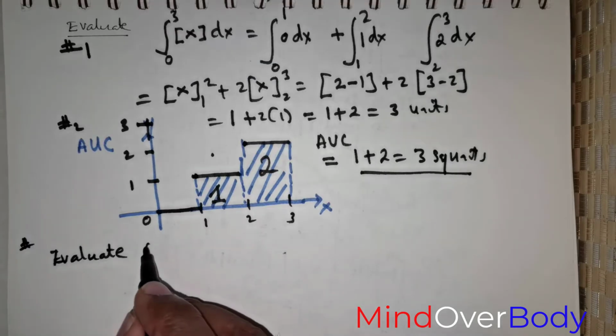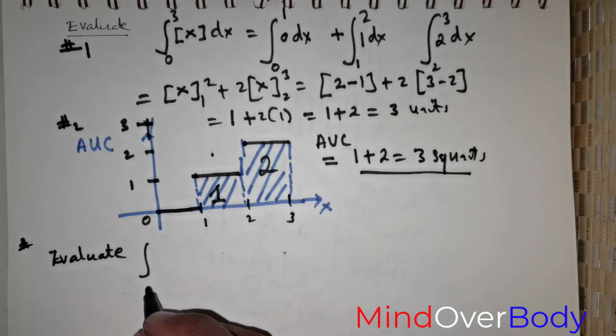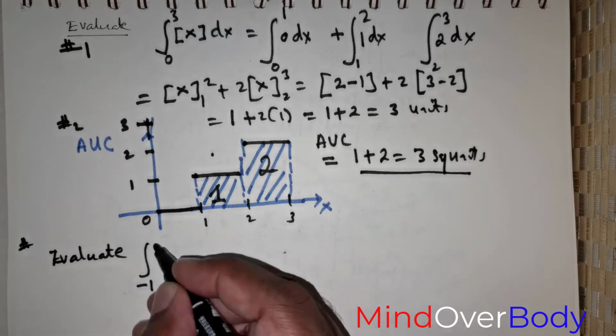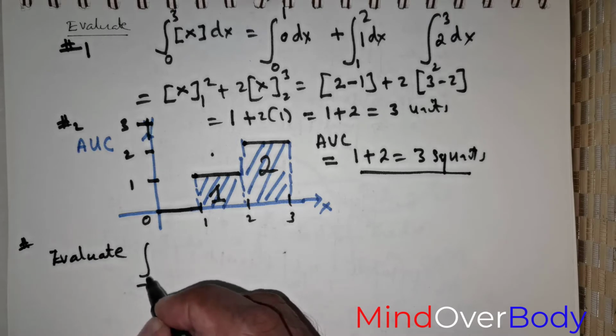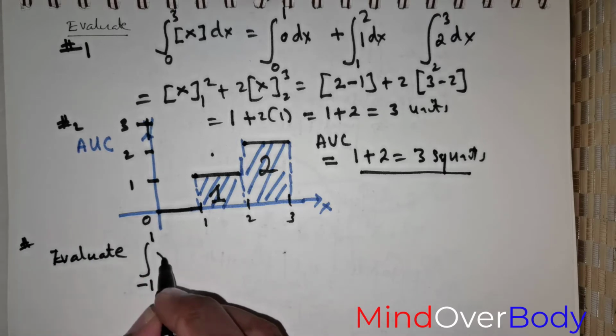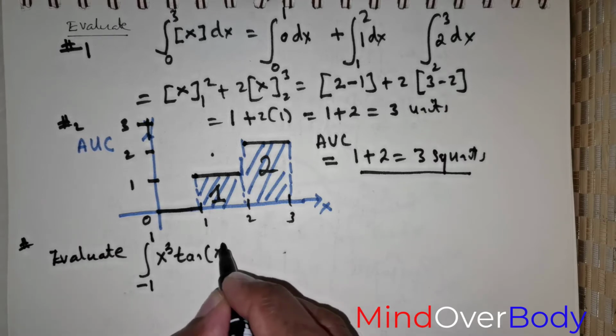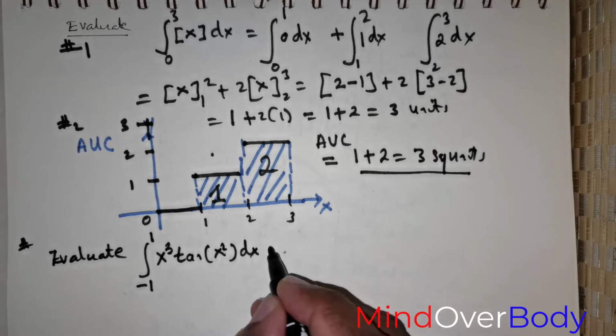Students, let's do this question. We've been given this question to evaluate, where the lower bound to upper bound is extending from -1 to +1, and the function is x cubed times tan of x squared dx.